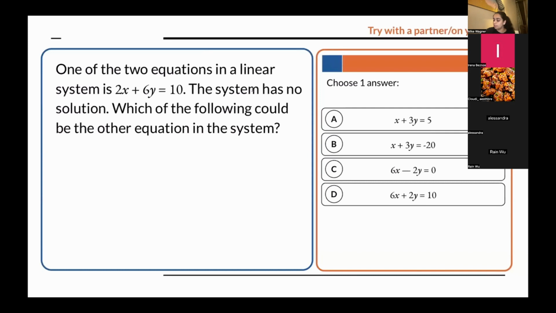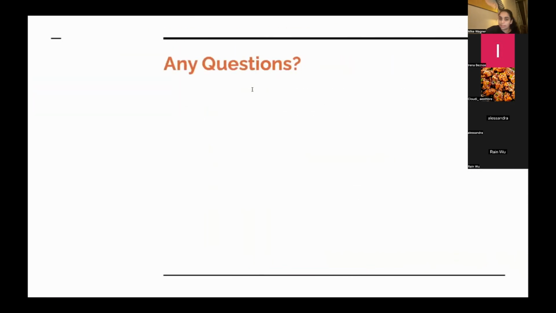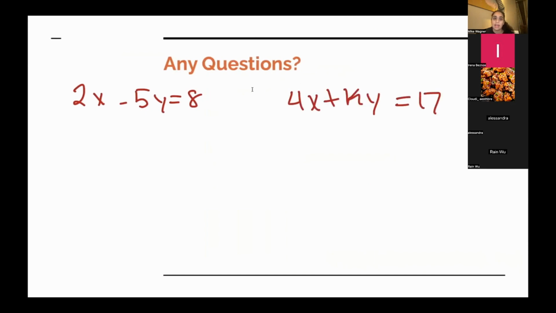Let's try this out. So I'm just going to do it right here. 2x minus 5y equals 8, and you have 4x plus ky equals 17. Part of the question you're saying is that they tell you that the system has no solutions. No solutions means it's parallel.